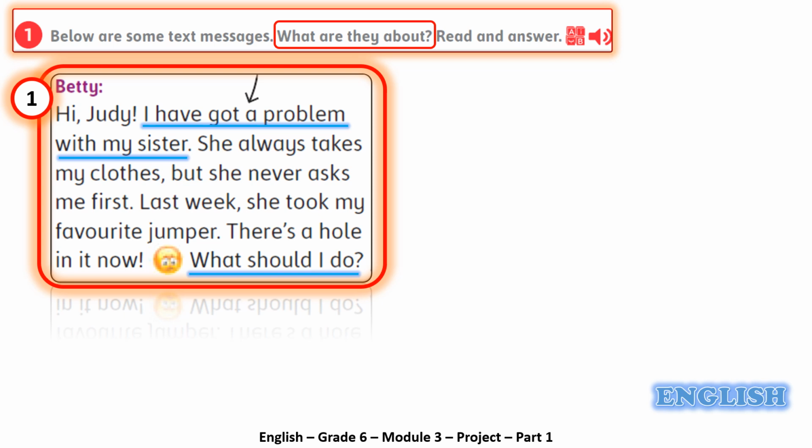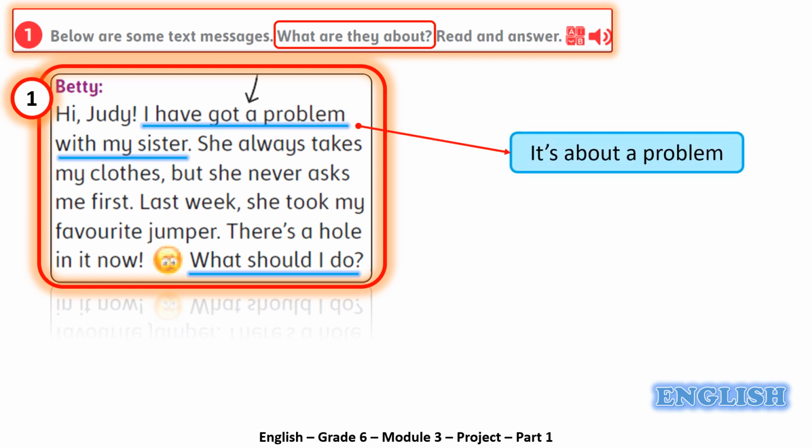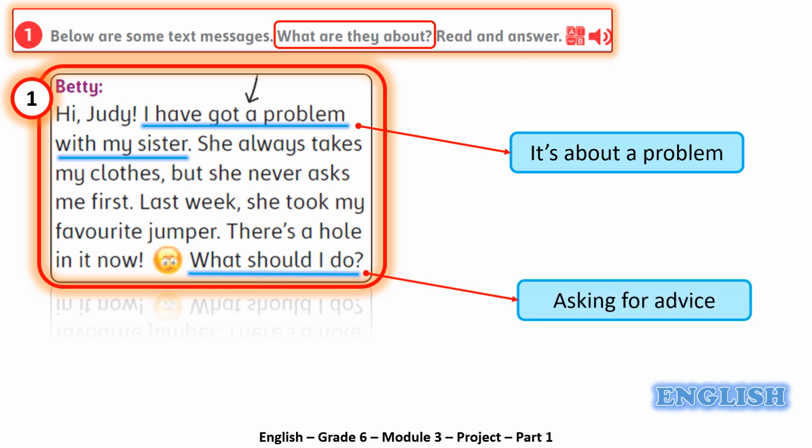What should I do? So, let's focus on these 2 sentences which are underlined in blue to get the answer for the question. I've got a problem. So, the message is about a problem. Also, Betty is asking Judy, what should I do? Which is asking for advice. So this message is about a problem, and at the end of the message, Betty is asking for advice, saying, what should I do? Let's move on to number 2.